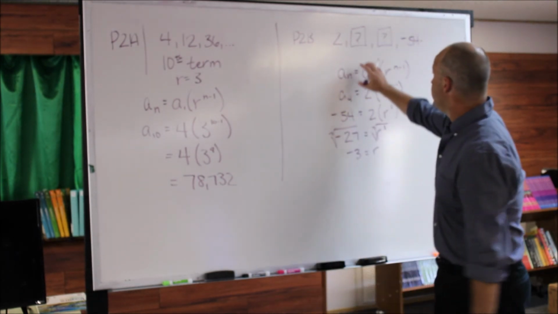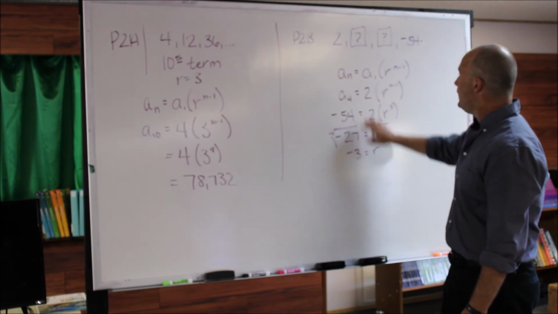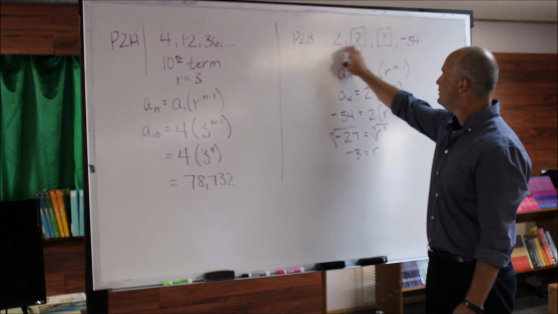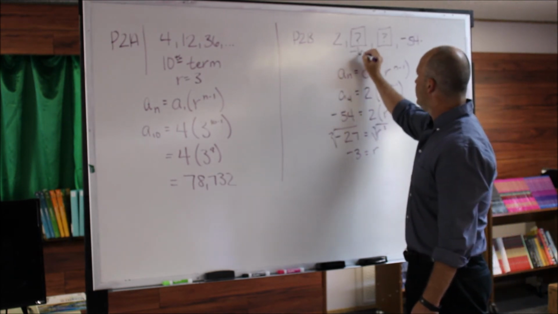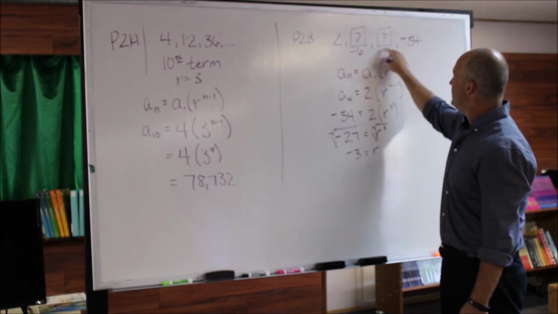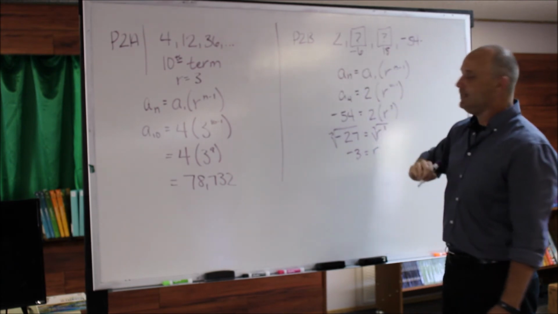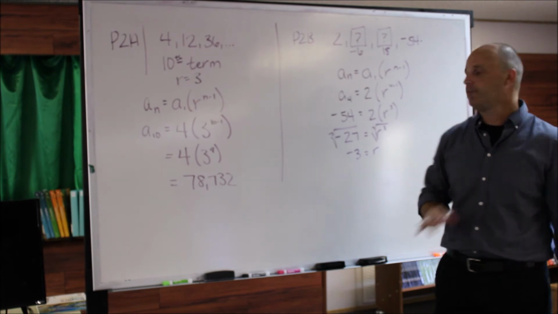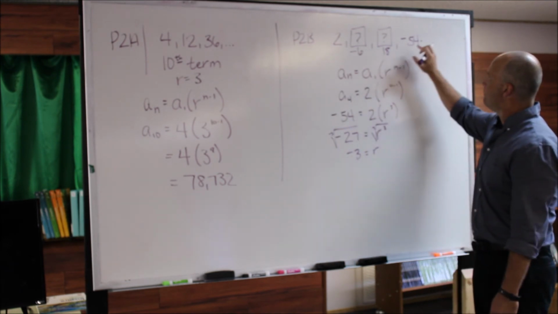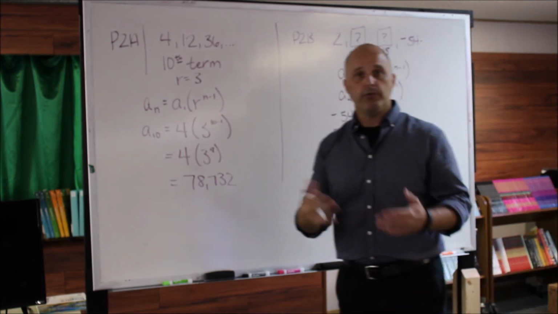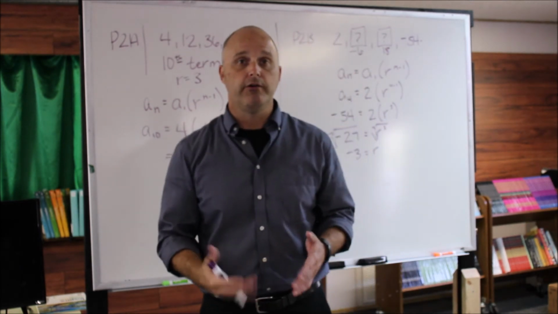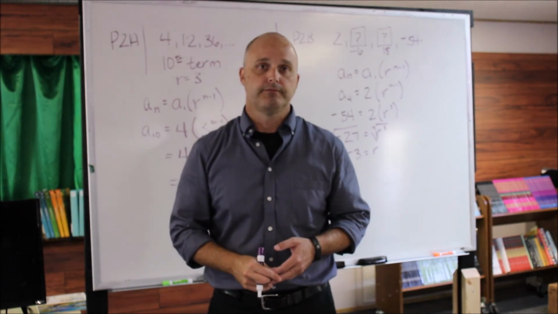Now to be able to find this one here, all we have to do is go up 2 times negative 3, which is going to give us negative 6. Negative 6 times negative 3 is going to give us 18. And then just to check to make sure that we've got this right, 18 times negative 3 is negative 54. So we do have the correct common ratio and we do have the correct sequence.